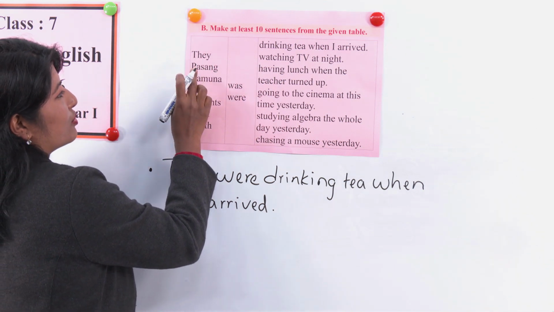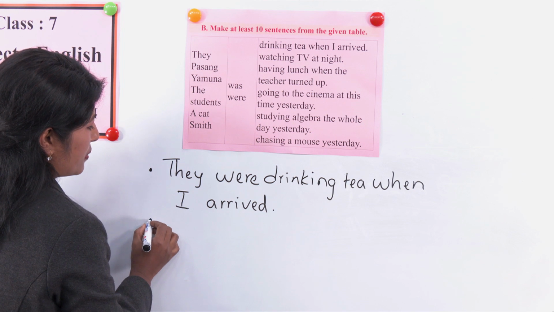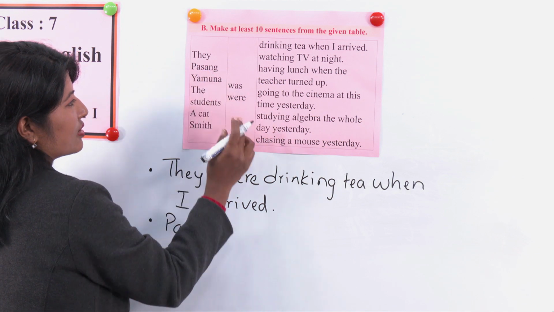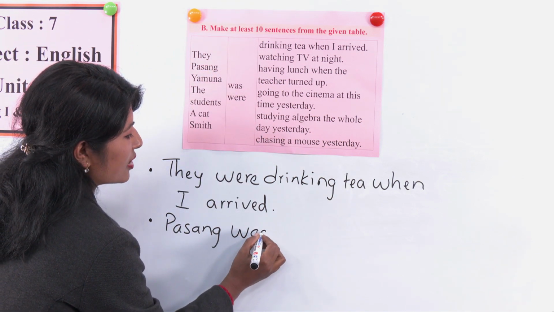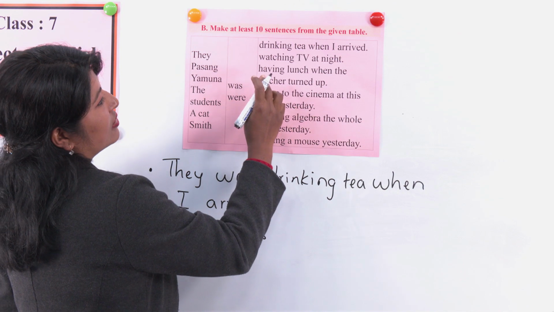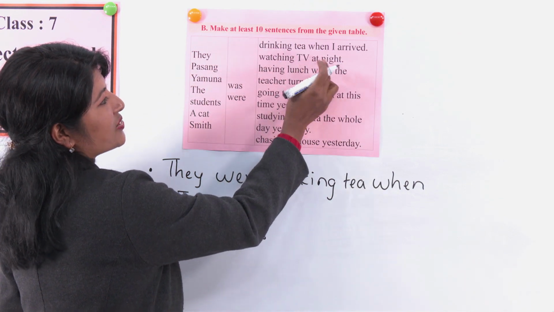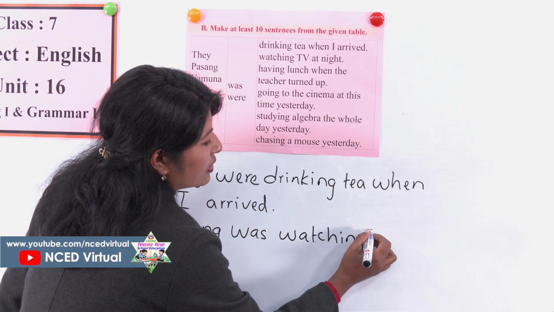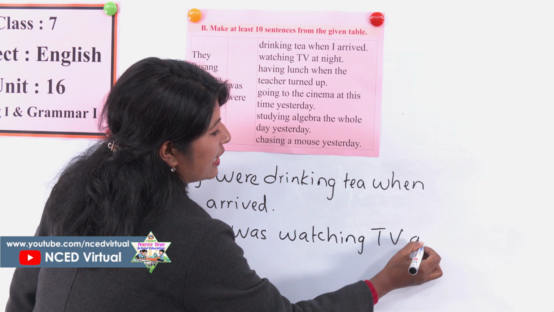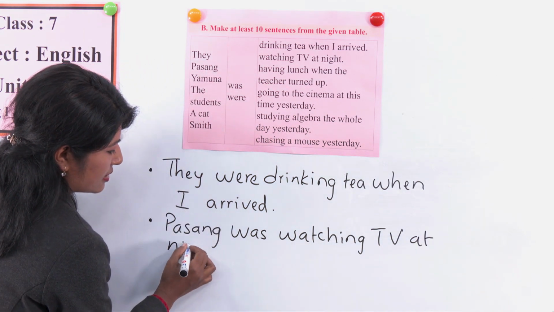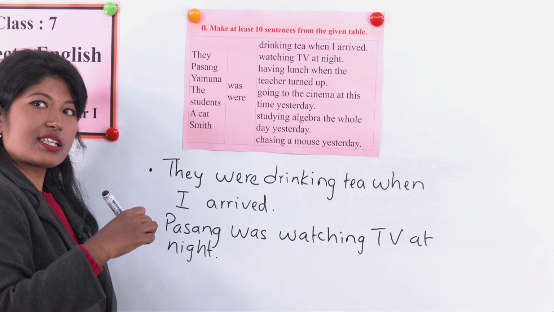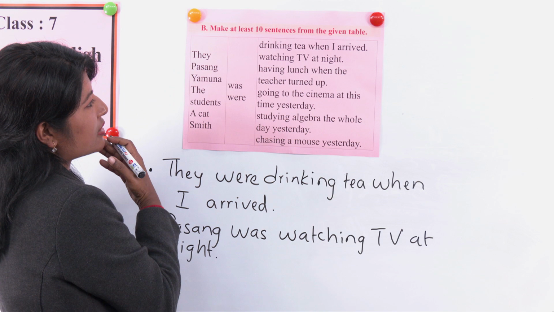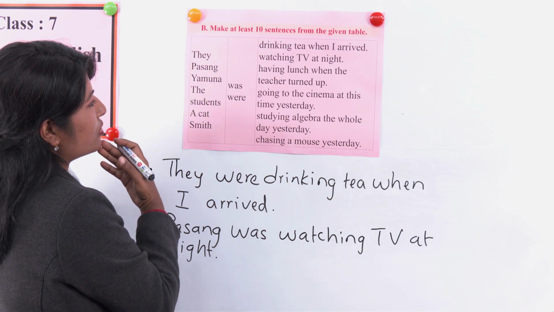Then the next clue, Pasang. Pasang is singular, right? Singular, that's why 'was'. Then Pasang was watching TV at night. Okay, that's fine. Are you getting it? Good. So you can form sentences like this. Let's make one more sentence. Which one will you make?